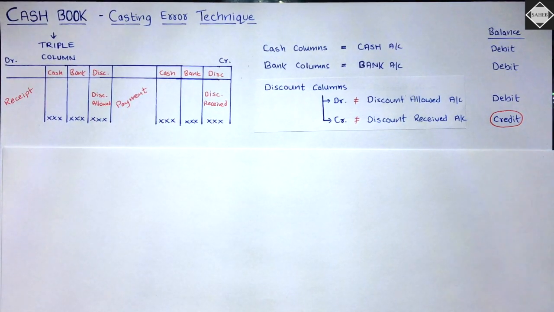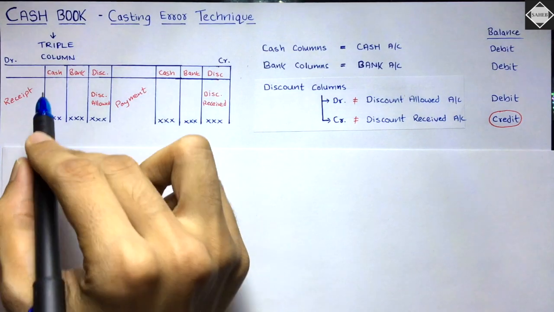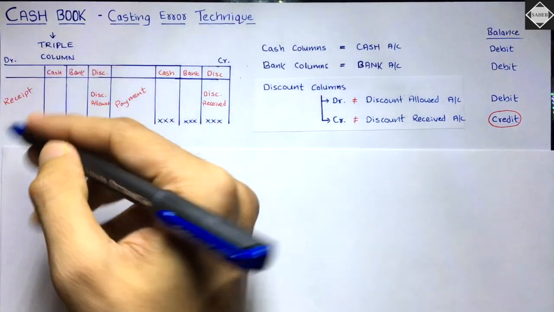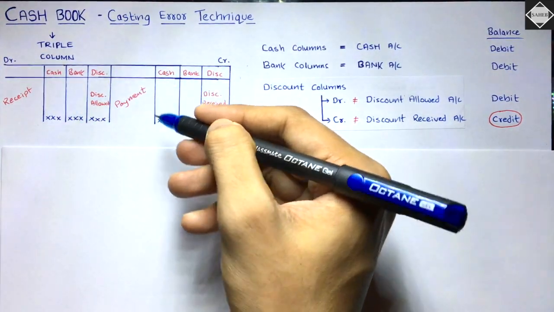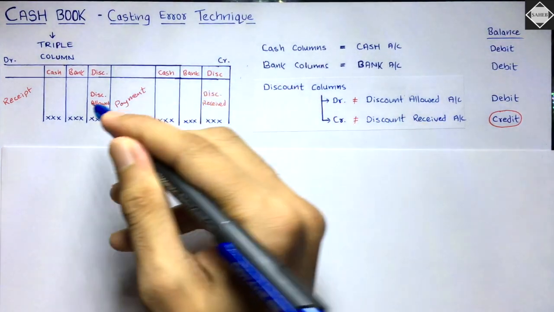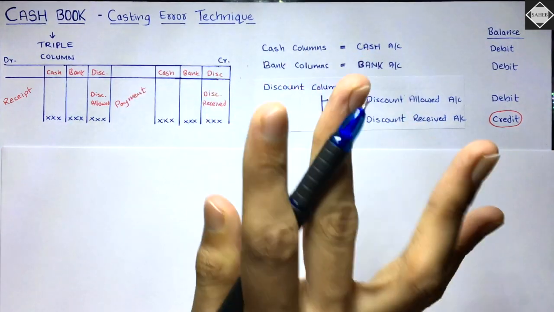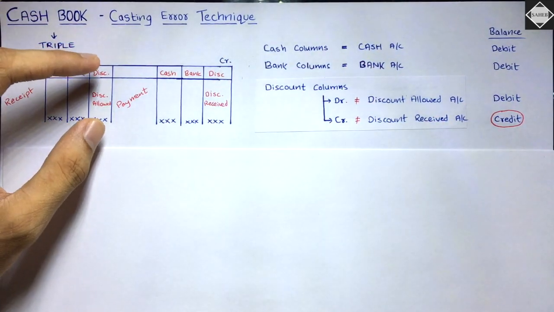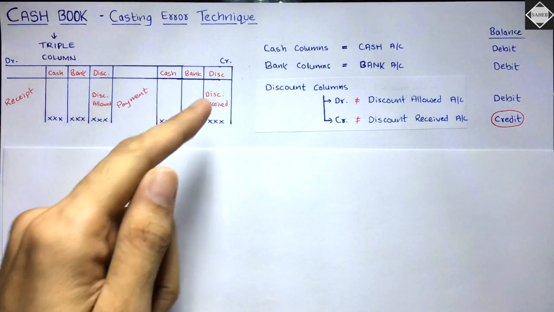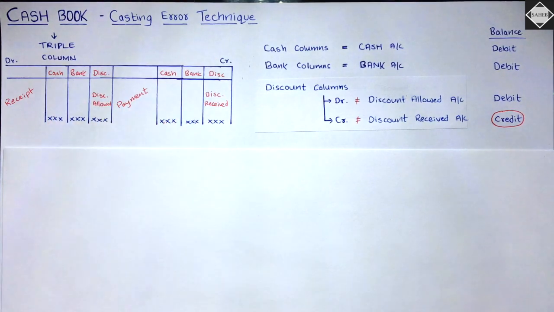Now you have to understand properly that this receipt side can be overcasted and undercasted, and the payment side can also be overcasted or undercasted. But in case of discount received and discount allowed, there is no receipt and payment side. There is only a discount allowed side and only a discount received side. So you can say discount allowed is overcast or undercast, or discount received is undercast or overcast. The only problem is in the cash and bank columns because they have receipt and payment sides. So you have to understand properly.